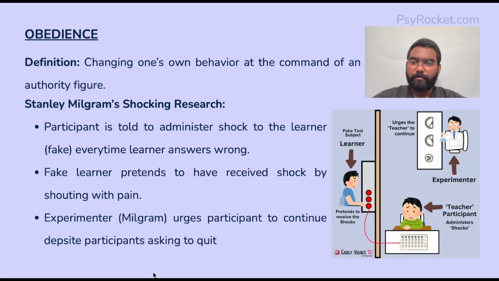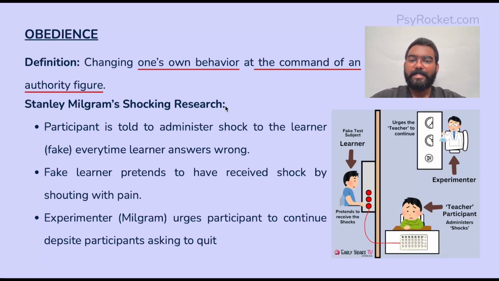Now coming to obedience, unit 3. What is obedience? Changing one's own behavior at the command of an authority figure. Simple. In conformity, there is no request from any other person and there is no authority. Then when we came to compliance, there is a request from another person, but that person does not have the authority to command us. But in obedience, we change our own behavior because the person who is giving us commands has that authority.